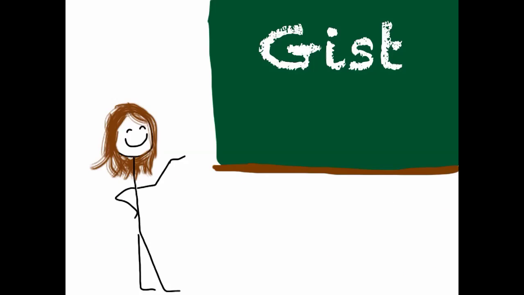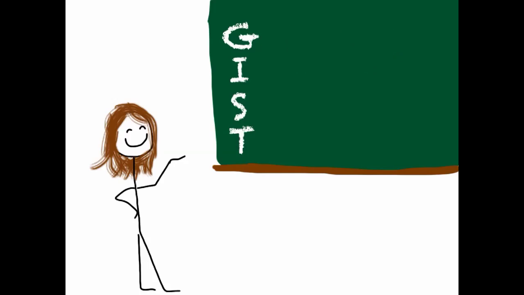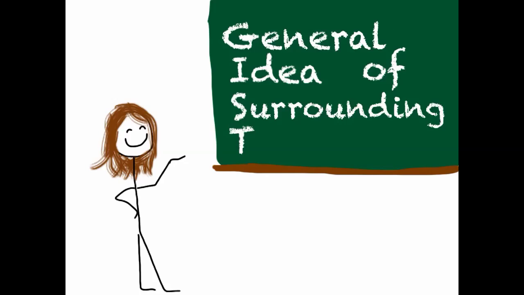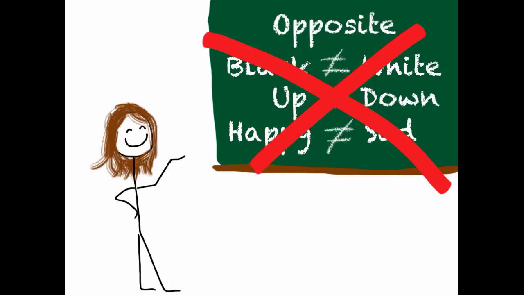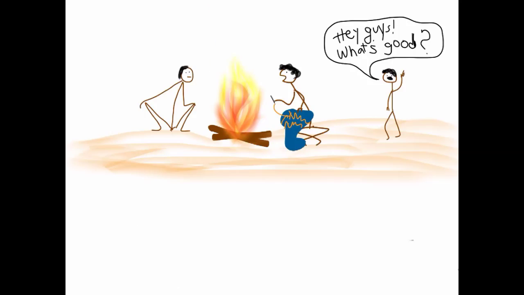This kind of clue is called a gist clue. A good acronym for remembering this is the General Idea of Surrounding Text. The clue in this case is kind of like an antonym clue, but our unknown word is not directly contrasted with another word.